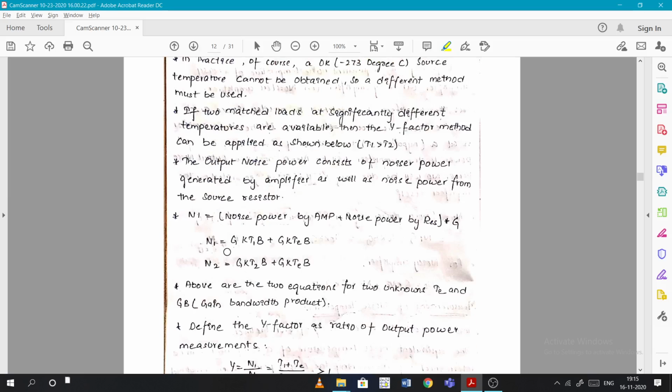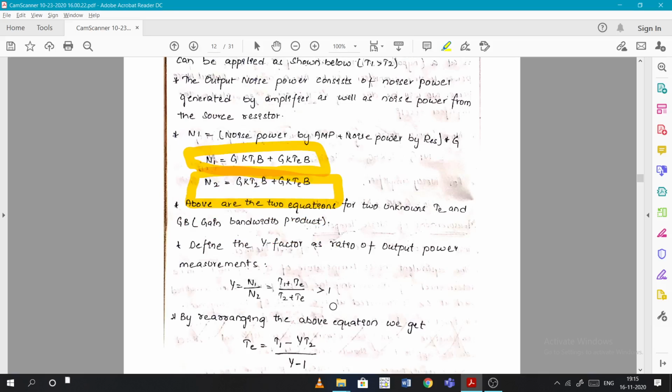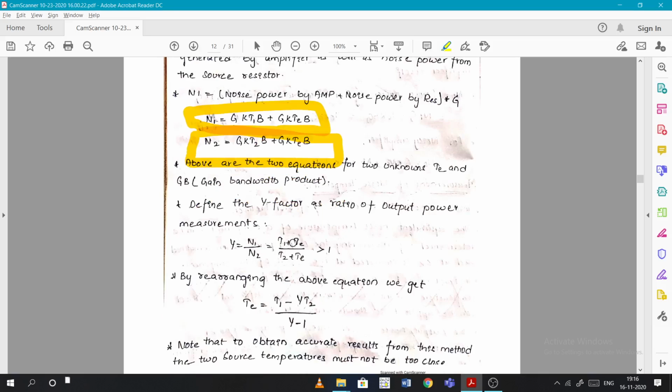So that's why we'll get an expression for n1, that is for t1 we'll get n1, and for t2 the same way we'll get n2. The ratio between n1 and n2 is y equals n1 by n2. As G, K, B are common, we'll cancel out and be left with (T1 plus Te) by (T2 plus Te), which is greater than 1, because T1 will be higher than T2 and obviously this ratio will be greater than 1. When you rearrange this, we'll get Te as (T1 minus y T2) by (y minus 1). We'll get this ratio.